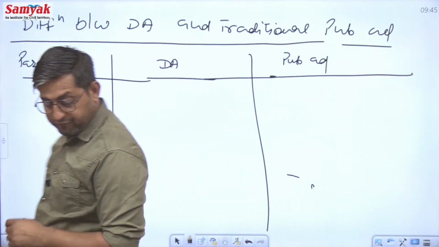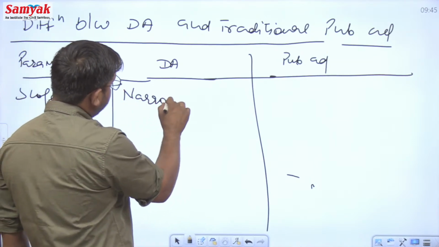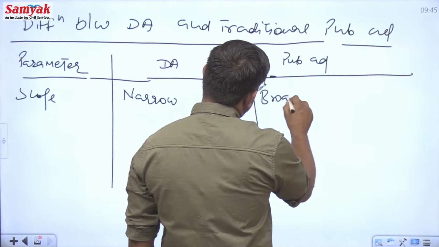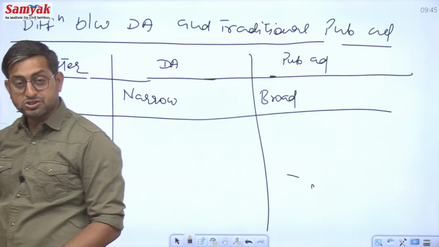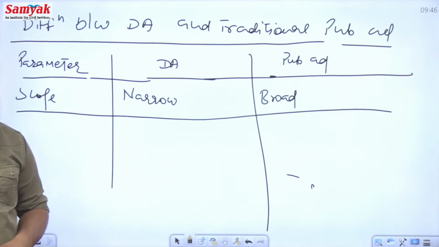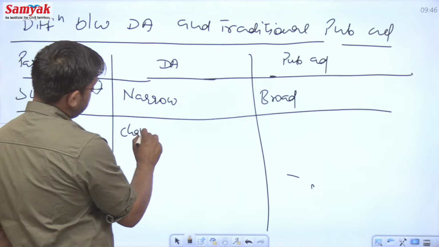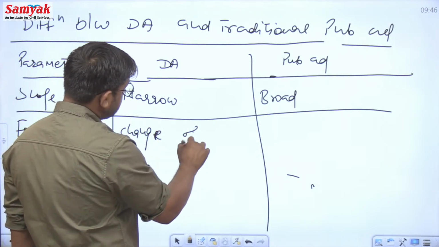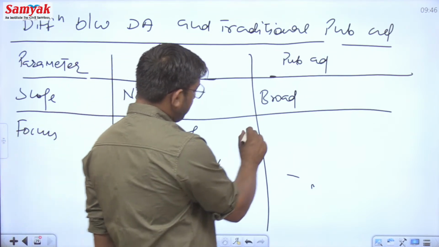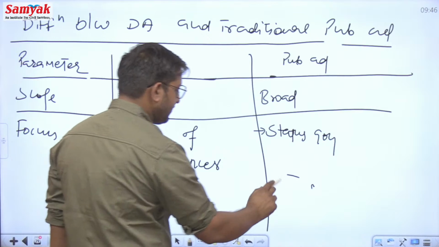Okay. So first of all, scope. Obviously DA is a narrow concept because it primarily focuses on development only, whereas public administration focuses on overall administration. So DA is a smaller or narrower concept, and public administration is a broader concept. Second, focus. Here the focus is on change of circumstances, so it is change oriented, and here the focus is on the status quo, so they are anti-change, we can call it.